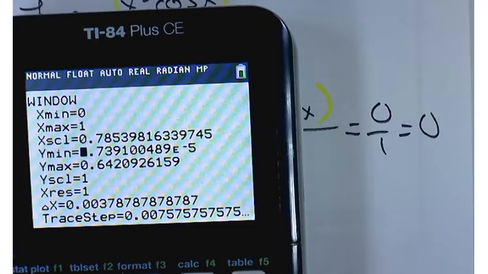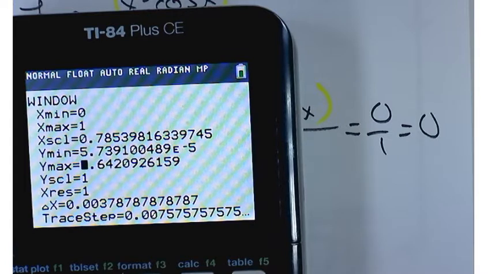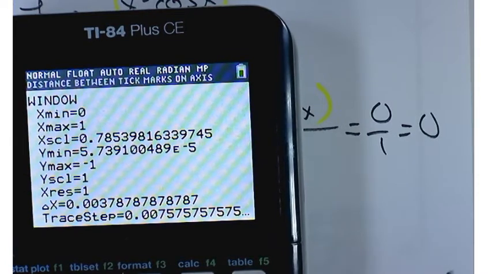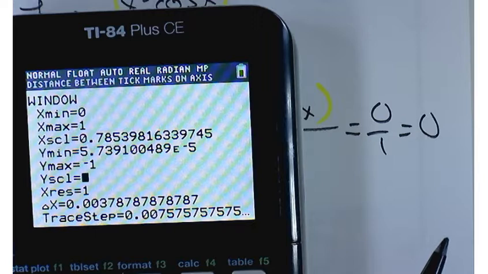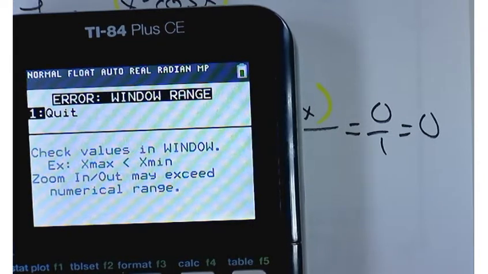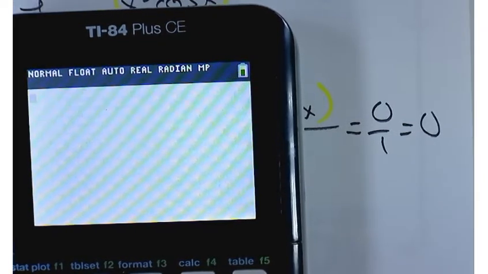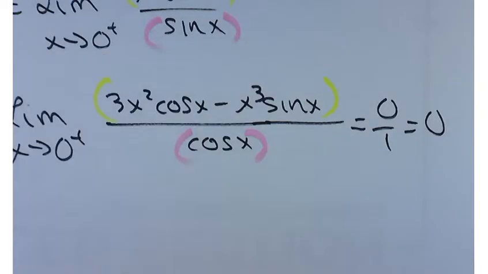Let's see. Negative 1. Y min. Yeah. Rats. All right. I'm not going to play with it, but the graph should be saying the same thing as what L'Hopital's rule is saying.